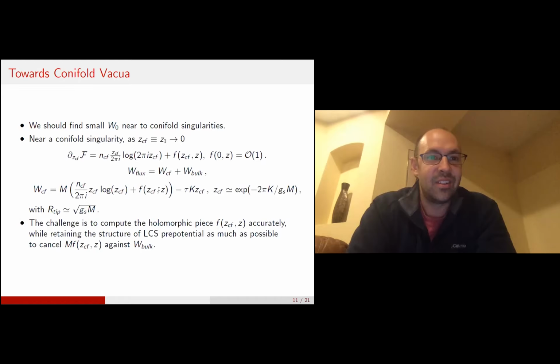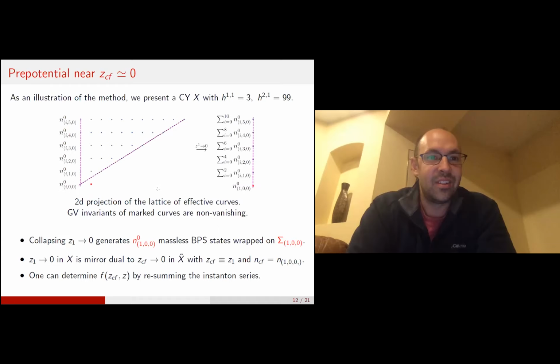So we presented a general method to compute the prepotential, but let me just give you a simple example. If you're curious, you can look at our paper appearing tonight. So I'm going to mostly work with a Calabi-Yau with h^{1,1}=3 and h^{2,1}=99. The very appealing feature of this Calabi-Yau is as follows.